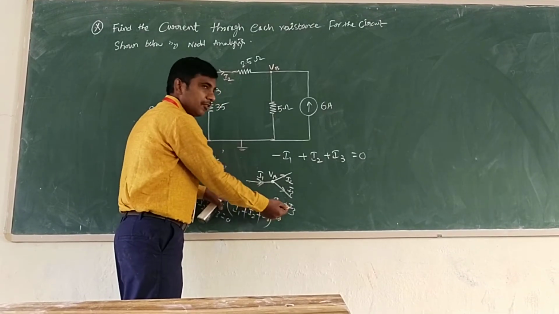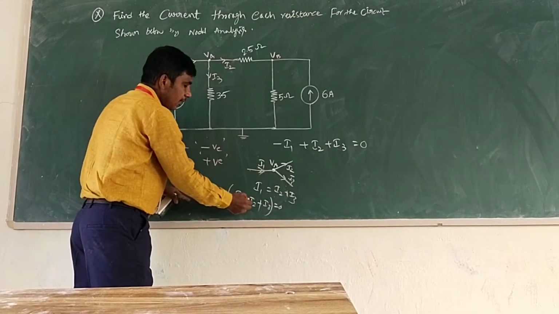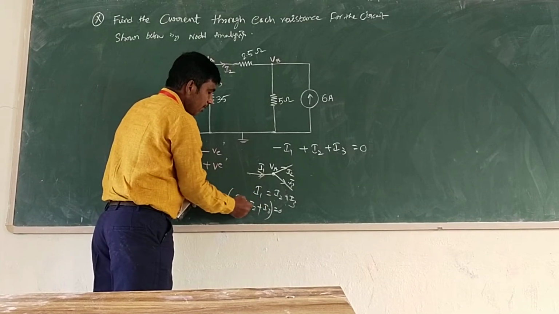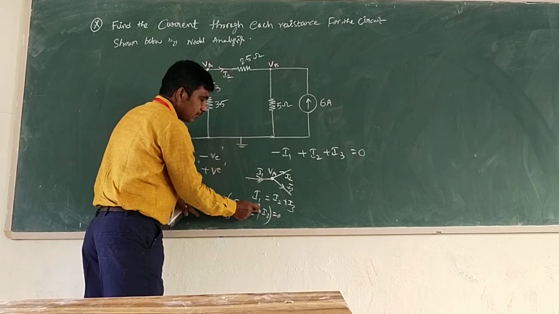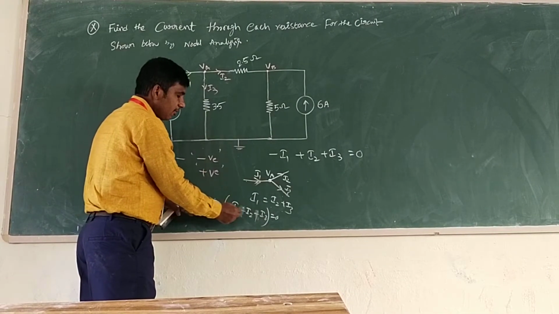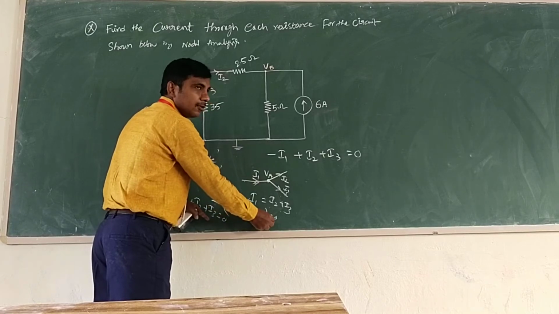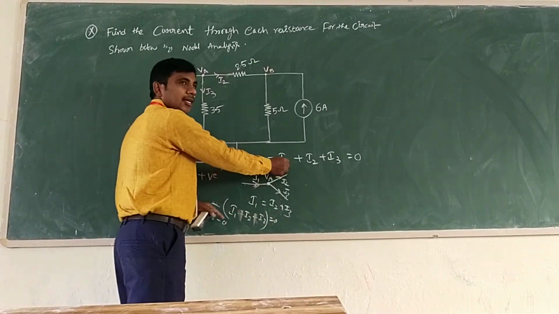I1 equal to I2 plus I3 you can write, or else if you send this side, I1 minus I2 minus I3. Okay, previously it is minus. Now we made minus common: minus I1 plus I2 plus I3 equal to 0. If you send minus to this side, nothing will happen. Again we get the same equation.